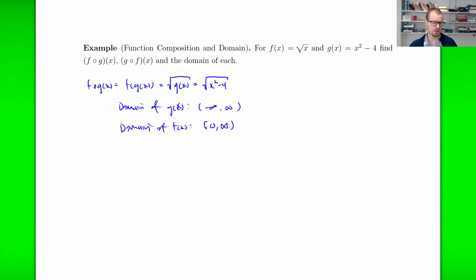This is a pretty straightforward, very simple function. We don't need any work to show that in this case, right? We're just looking for what's underneath the radical to be greater than or equal to 0, so x greater than or equal to 0. Now I take these two things and combine that information. I can plug anything I want into g of x, but what I need is g of x to be greater than or equal to 0. In this case, that gives us x squared minus 4 greater than or equal to 0.